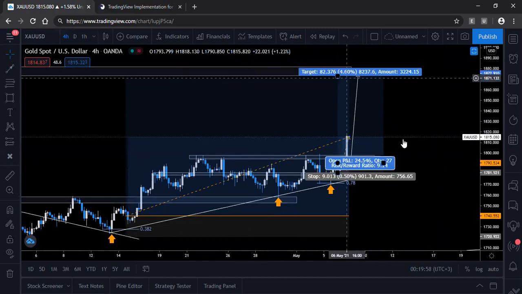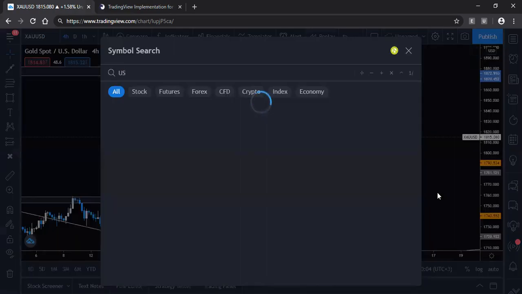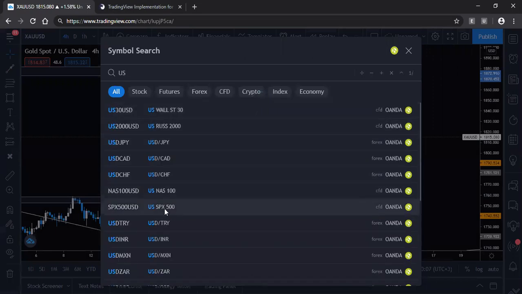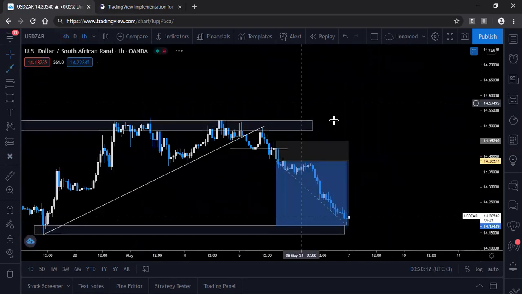Now, after you have added on a position, there's another thing that I'd like to teach you about, which is how to actually manage a trade, right? Now, let's take an example of this USD ZAR trade that we have running.